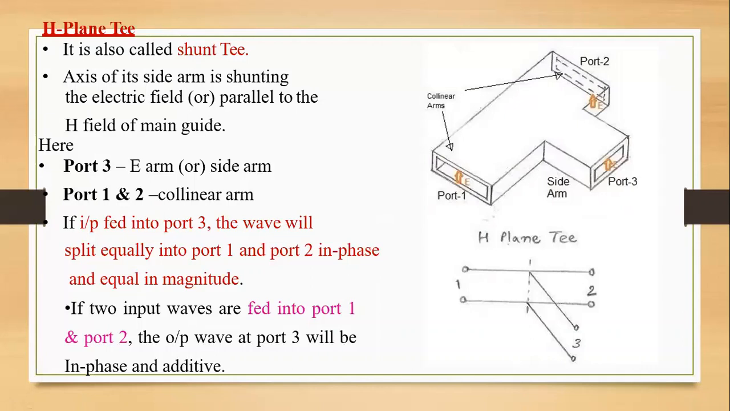If two waves are fed into port 1 and port 2, the output wave at port 3 will be in phase and additive. Now, similarly, the way you have derived for your E-plane T, the same way you need to derive for the H-plane T.